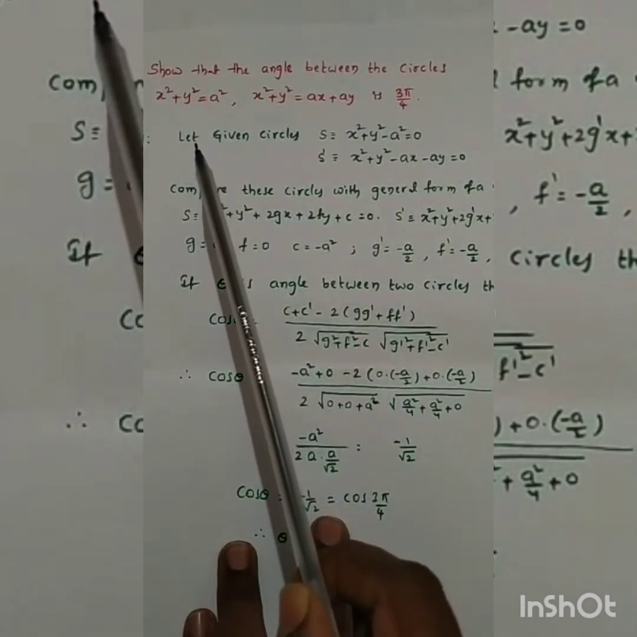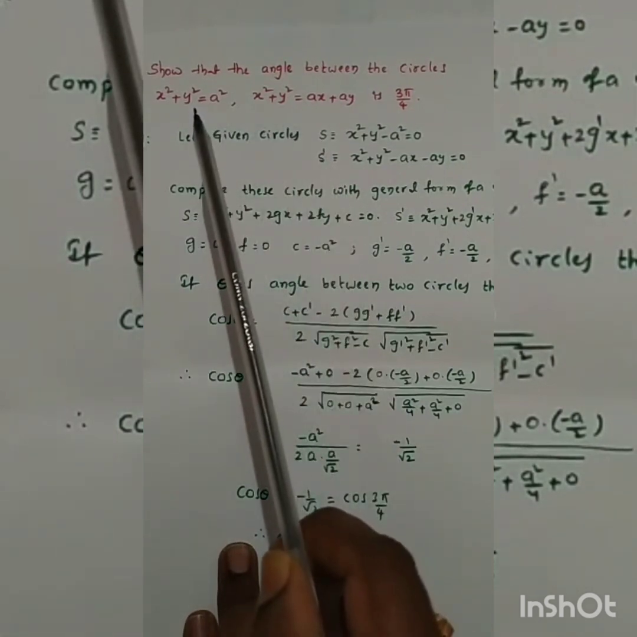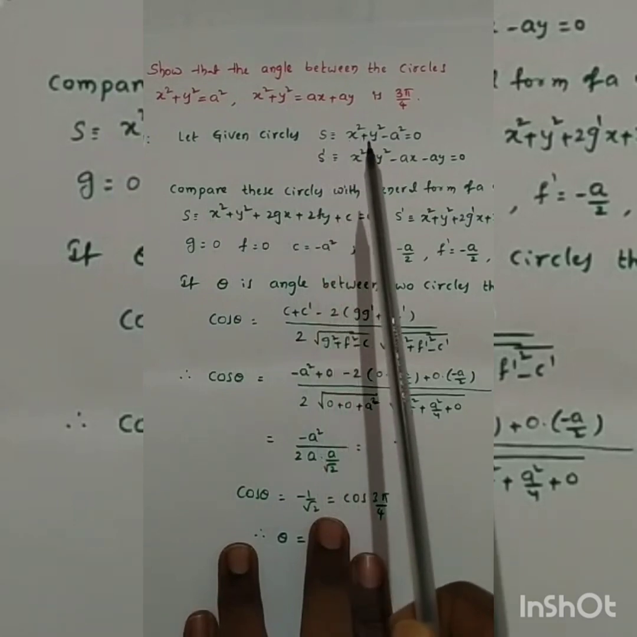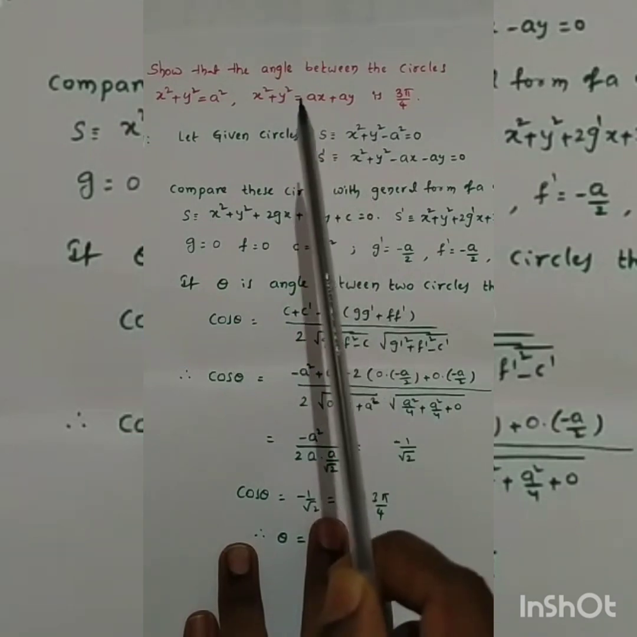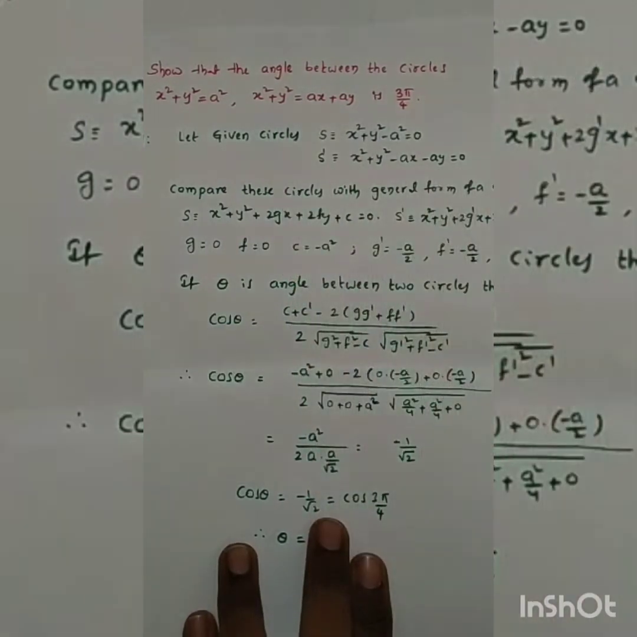Okay. Here, whatever is given, we are writing that let the given circles be S and S'. The first circle, we are naming as S. The second circle is S'. That is, x² + y² − a² = 0 is S. And S' is x² + y², take the ax this side, minus ax, and ay come this side, minus ay, equal to 0.